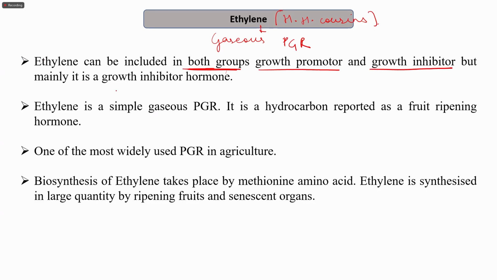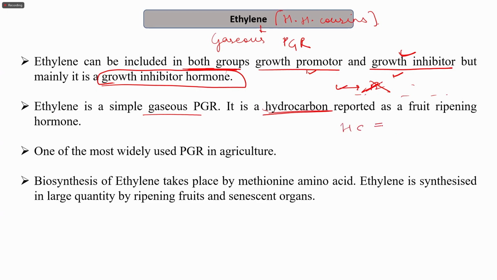a growth inhibitor hormone. So if the question provides options like growth promoter, growth inhibitor, option C is both A and B, option D is none of A and B, then both A and B is fine. But if both option is not given, then growth inhibitor is the right one. So ethylene is a simple gaseous PGR. It is a hydrocarbon. This is ethylene.